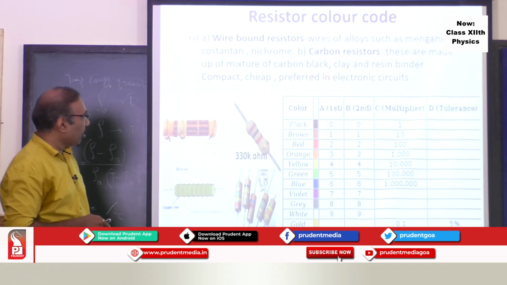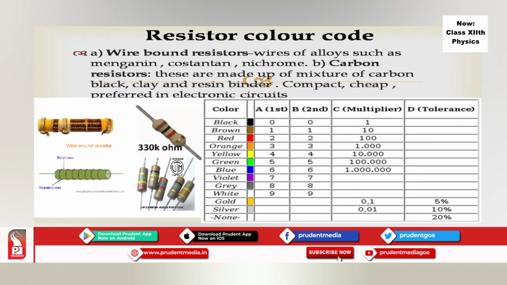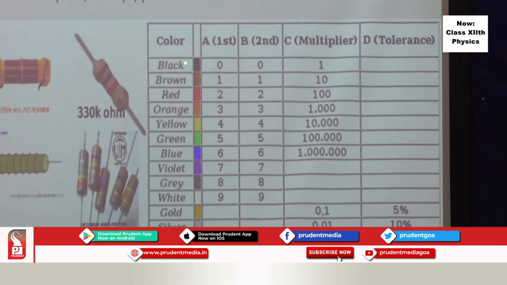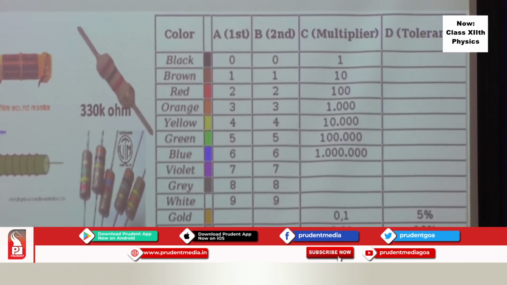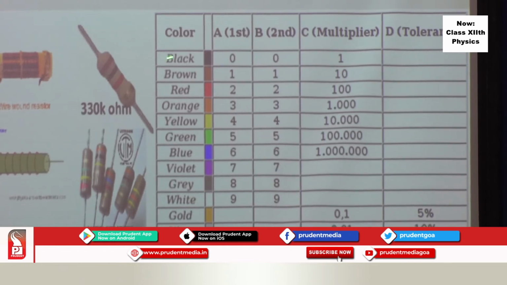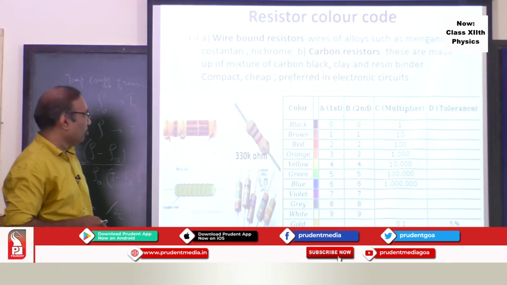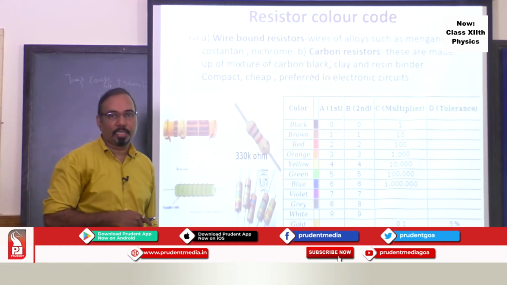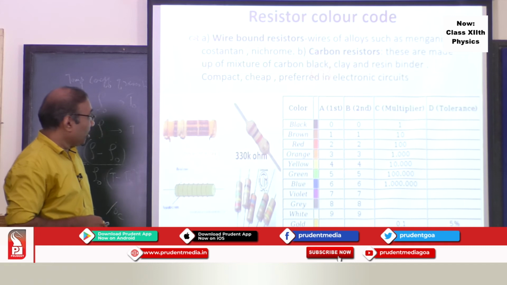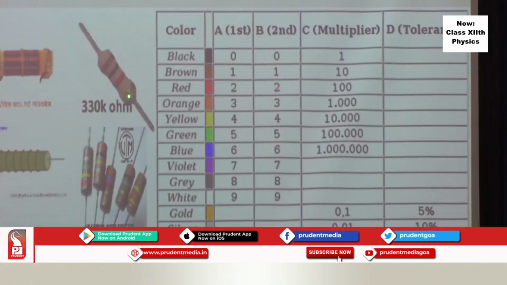The colors are black, brown, red, orange, yellow, green, blue, violet, gray and white. They are assigned certain digits. The first band represents any of these colors, and that band's digit is assigned. The second band gives the second digit of the number, and the third band gives the multiplier, a power of 10. And the fourth color is gold or silver or no color.